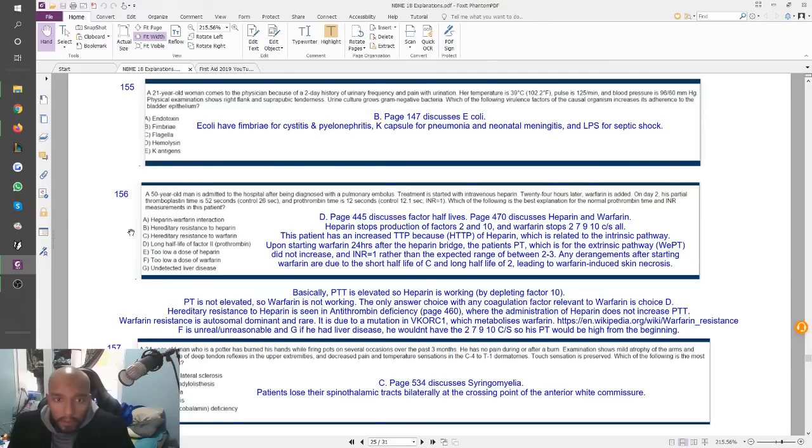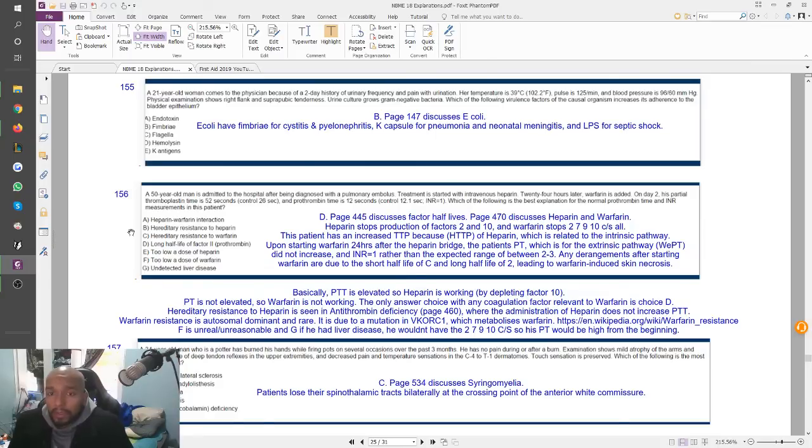Right, so this patient had a pulmonary embolus. They gave the patient heparin. Heparin affects the PTT, so heparin is supposed to prolong the PTT, right? And then after doing the heparin bridge, they started the patient on warfarin, which prolongs PT. But it's only been day 2 so far.